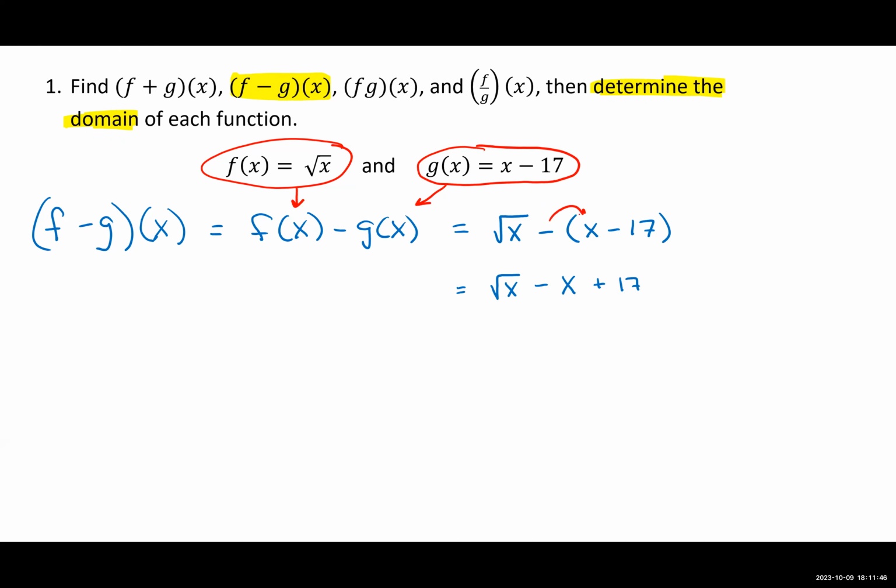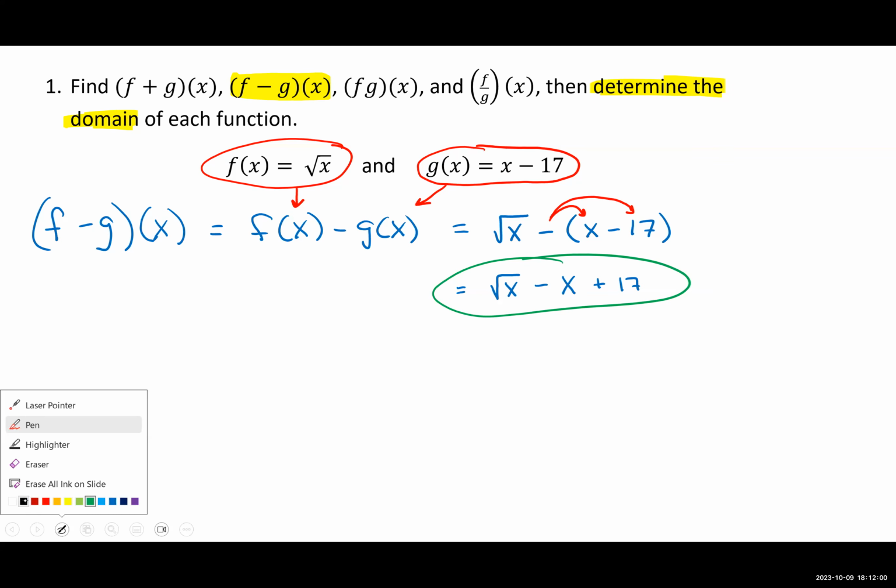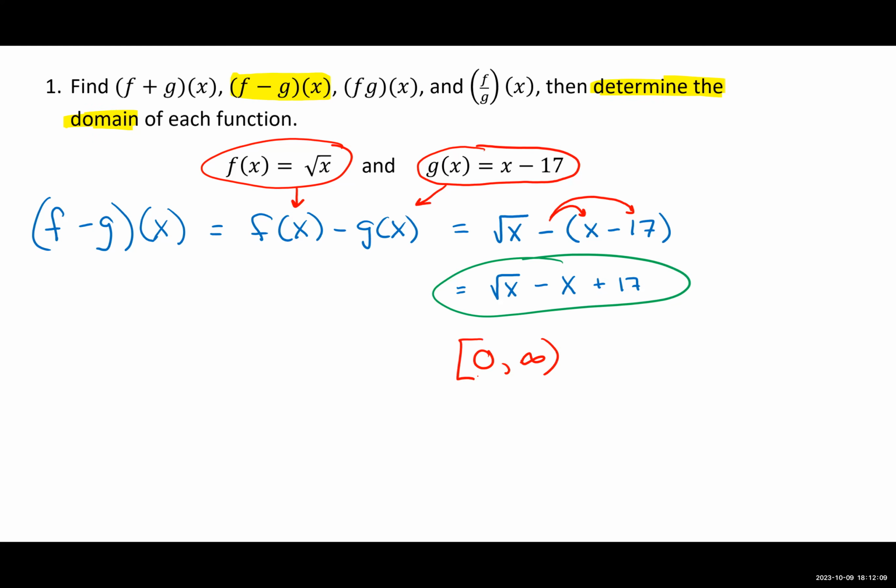We're subtracting the x, that's the minus x. We're subtracting the minus 17. So two minuses make a plus. All right, so then our final answer is going to be the square root of x minus x plus 17. And the domain is going to be the same as in the last problem for exactly the same reason. You look at the domain of f, the domain of g, and the domain of our answer, and we take the intersection of all three of those.